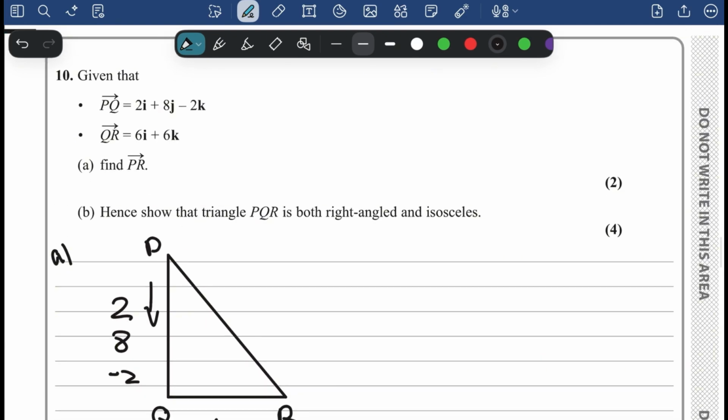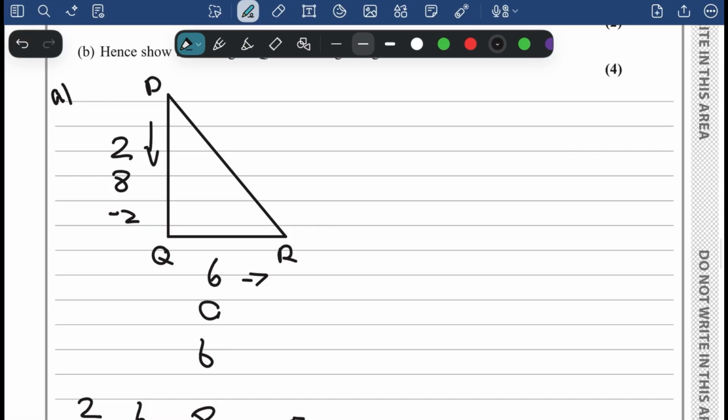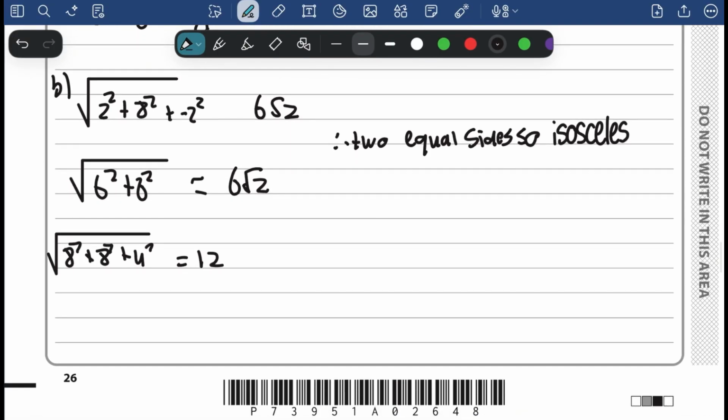So if we find the distance PR, which is going to be 8 squared, add 8 squared, add 4 squared, right? We get 12, and we see that these aren't equal, right? So we know it's not an equilateral triangle now. So we basically 100% confirm this is isosceles.